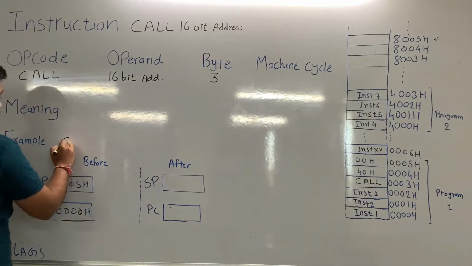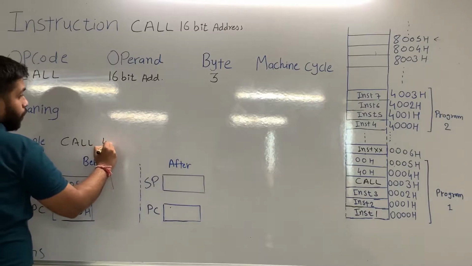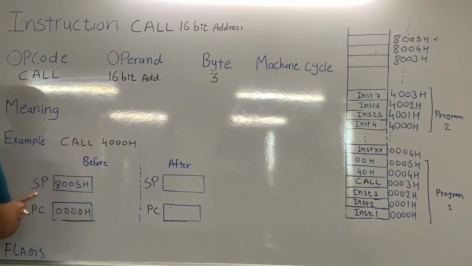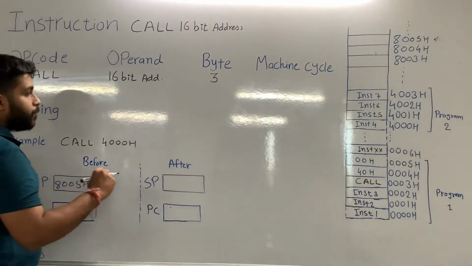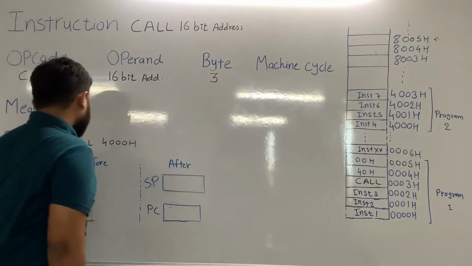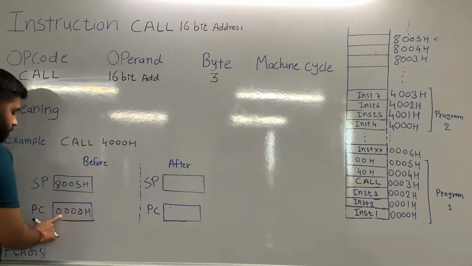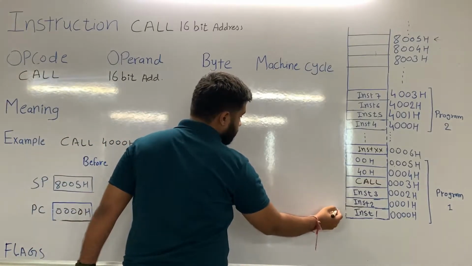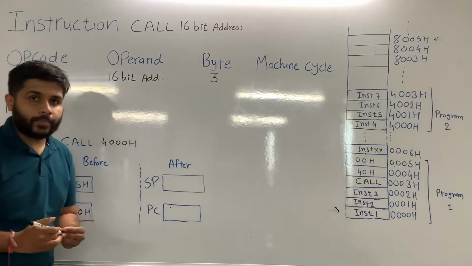Let's say an example, call 4000H. Before the execution, the stack pointer value is 8005H. It means the stack pointer is pointing at 8005H. The value of the program counter is 0000H. So the program counter is pointing at location 0.